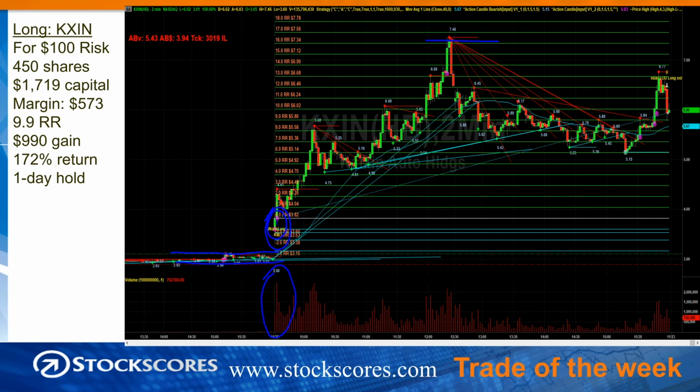But the better thing about this trade was that it was very capital efficient. For $100 of risk, you only had to buy 450 shares, which was only $1,719 in capital. You can margin that trade 3-to-1 because it is a stock that is over $3. So you're putting up $573 to take this trade, and you can see at the end of the day, it was up just under 10 RR. That meant a $990 gain for $573 worth of capital. That's a 172% return on a one-day hold, a really awesome day trade.